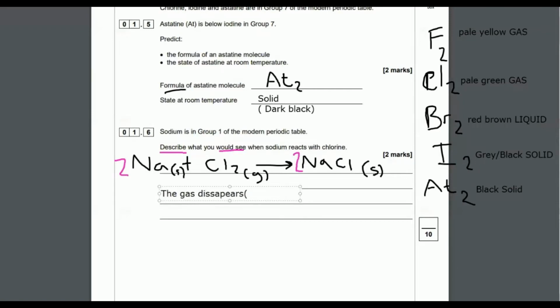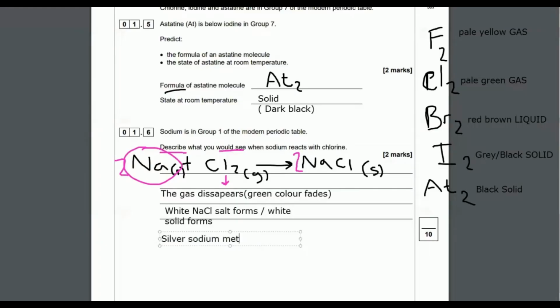But we could say the green yellow gas or the chlorine gas disappears or the color fades. We could say the silver metal disappears because you're not going to see the silver metal either. And we could say a white solid forms. And just a little clue for all of you revising chemistry, any group 1, 2 or 3 compounds are all white solids and colorless in solution. So if it was magnesium chloride, white, aluminium chloride, white, lithium chloride, white, any compound of group 1, 2 or 3 is always white. So it's good to know that for observation questions.